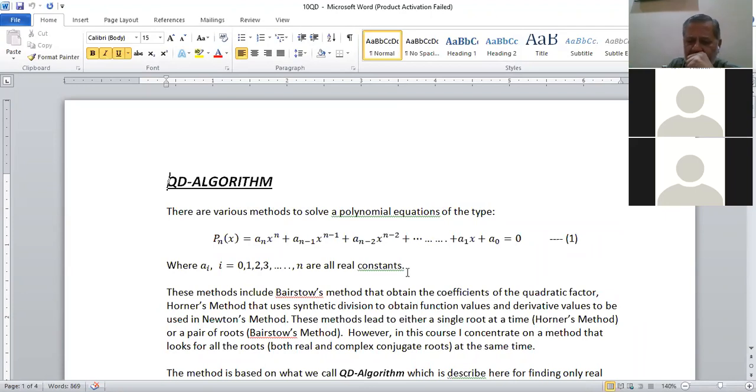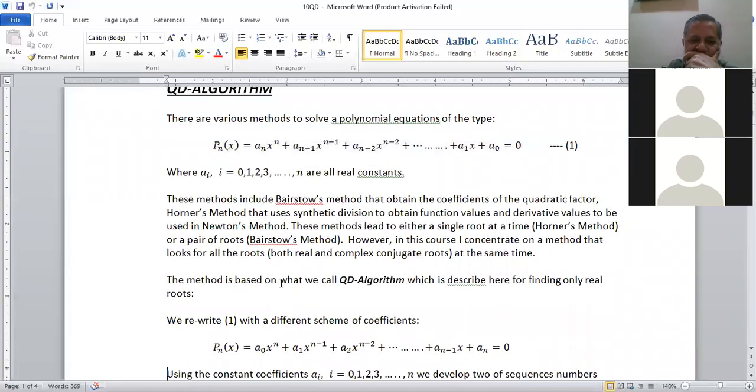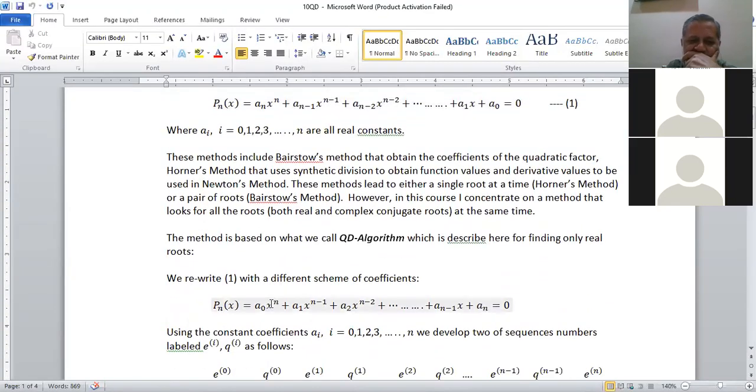This QD algorithm is a special algorithm for polynomial equations. Generally, a polynomial equation is written in this form, where the coefficient is named according to the power of x, the unknown. The coefficient of x^n is an, of x^2 is a2, of x is a1, and of x^0 is a0. But in the QD algorithm we reverse the scheme. The coefficient of the largest degree term is a0, next a1, next a2, and the coefficient naming is reversed.